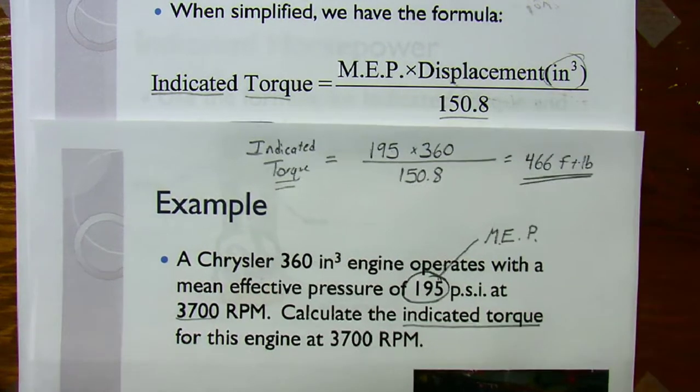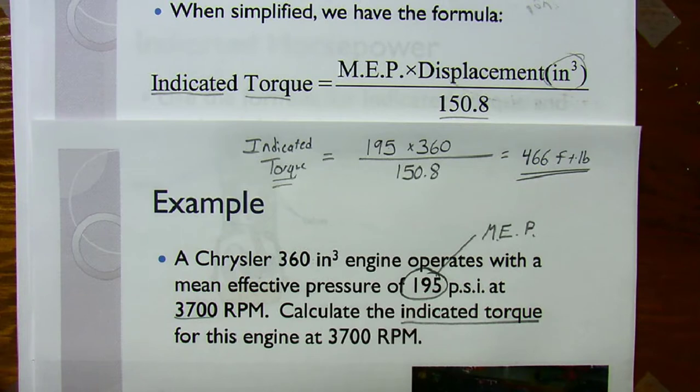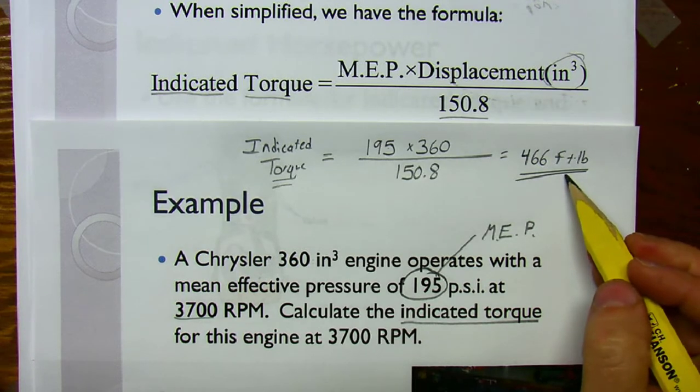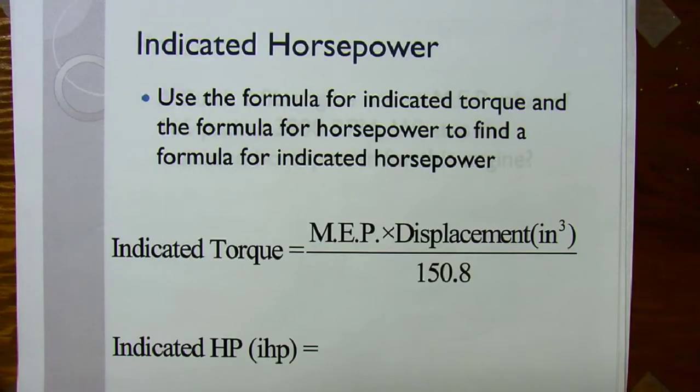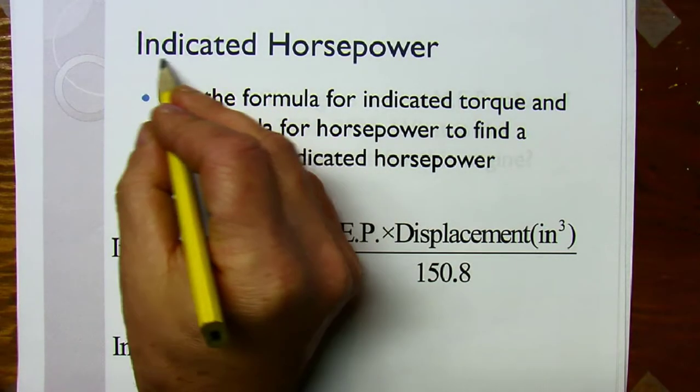And that's all there is to it. Now, here's the thing. That's not how much torque the engine will actually make, and we'll talk about why in a minute, but this is how much it could make based on the amount of fuel that it's taking in. Now, we can use that to figure out what the indicated horsepower is.